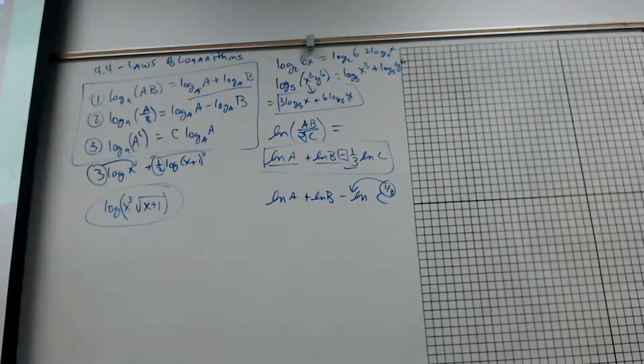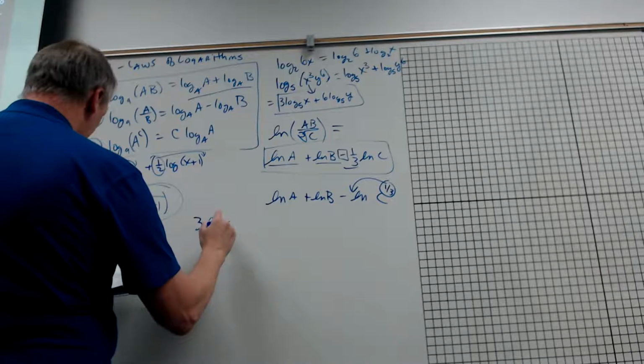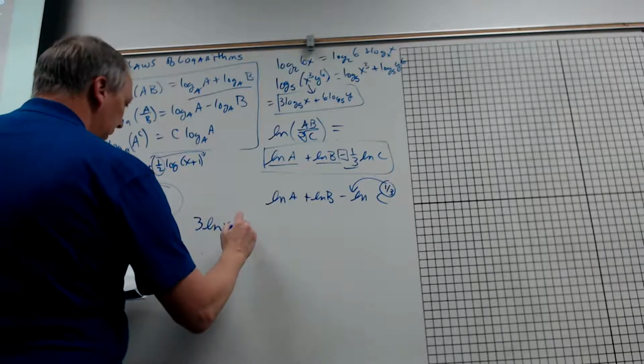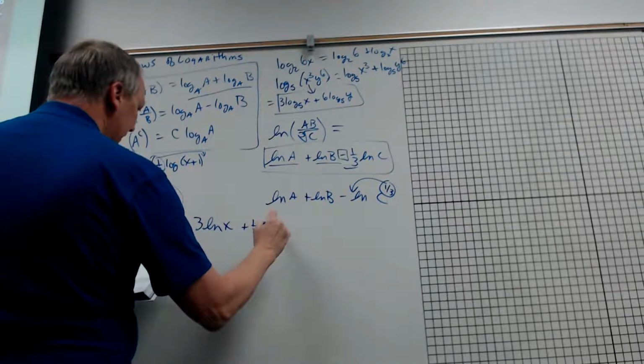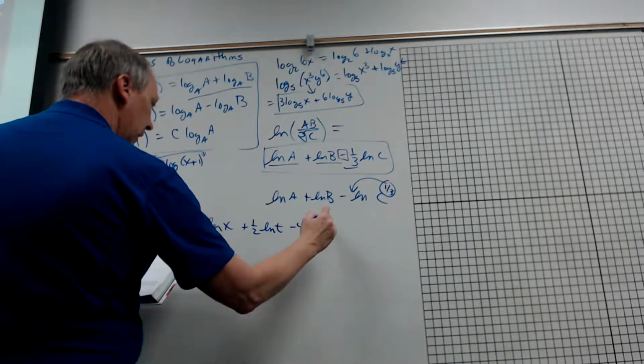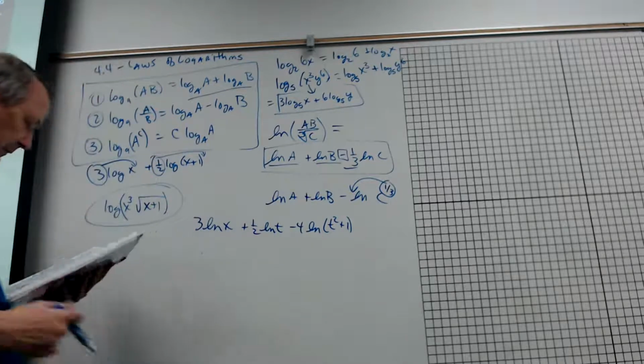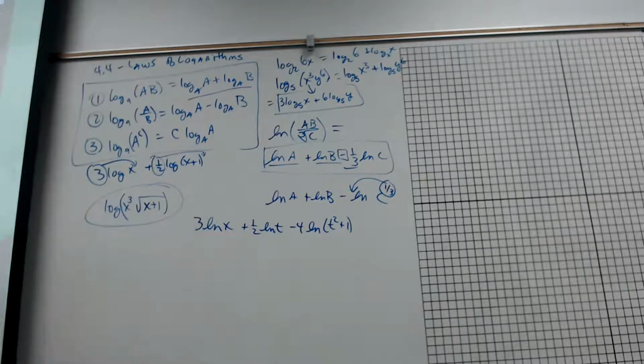Okay. How about, we'll do one more. 3 ln of x plus 1/2 ln of t minus 4 ln of t squared plus 1. I want you to write that as a single logarithm.